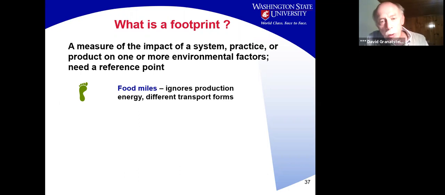You've probably all heard of food miles. Well, I think it's actually a pretty poor metric because it doesn't take into account the production energy, just pretty much the transport, and the fact that traveling by rail or by pickup truck or electric vehicle, you may have very different impacts. And so you can't really compare them with the food miles.